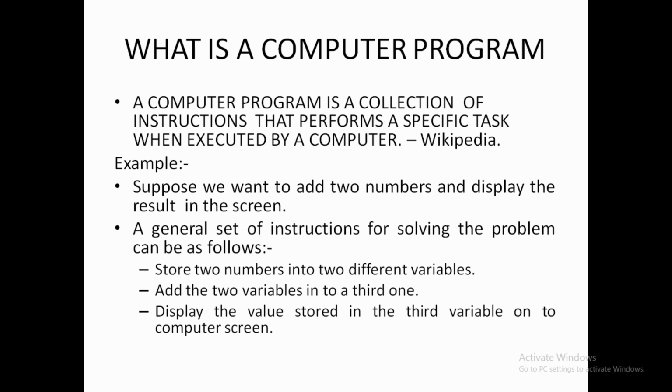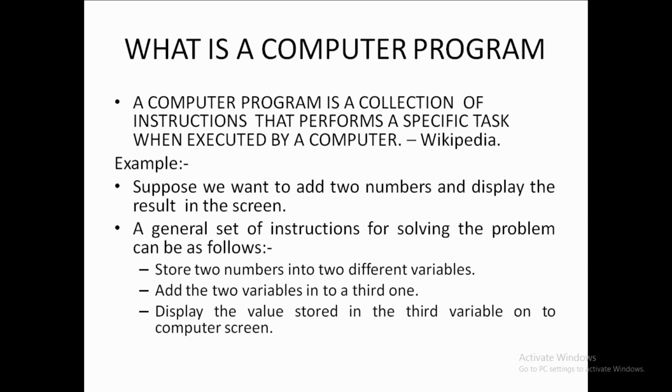According to Wikipedia, a computer program is a collection of instructions that perform a specific task when executed by a computer. To explain this, I will take the help of a simple example. Suppose we want to add two numbers and display the result of the addition onto the computer screen. To perform this task, our basic intuition is to first store these two values into two variables, then add these two variables into a third variable, and finally display the value of this third variable onto the computer screen.